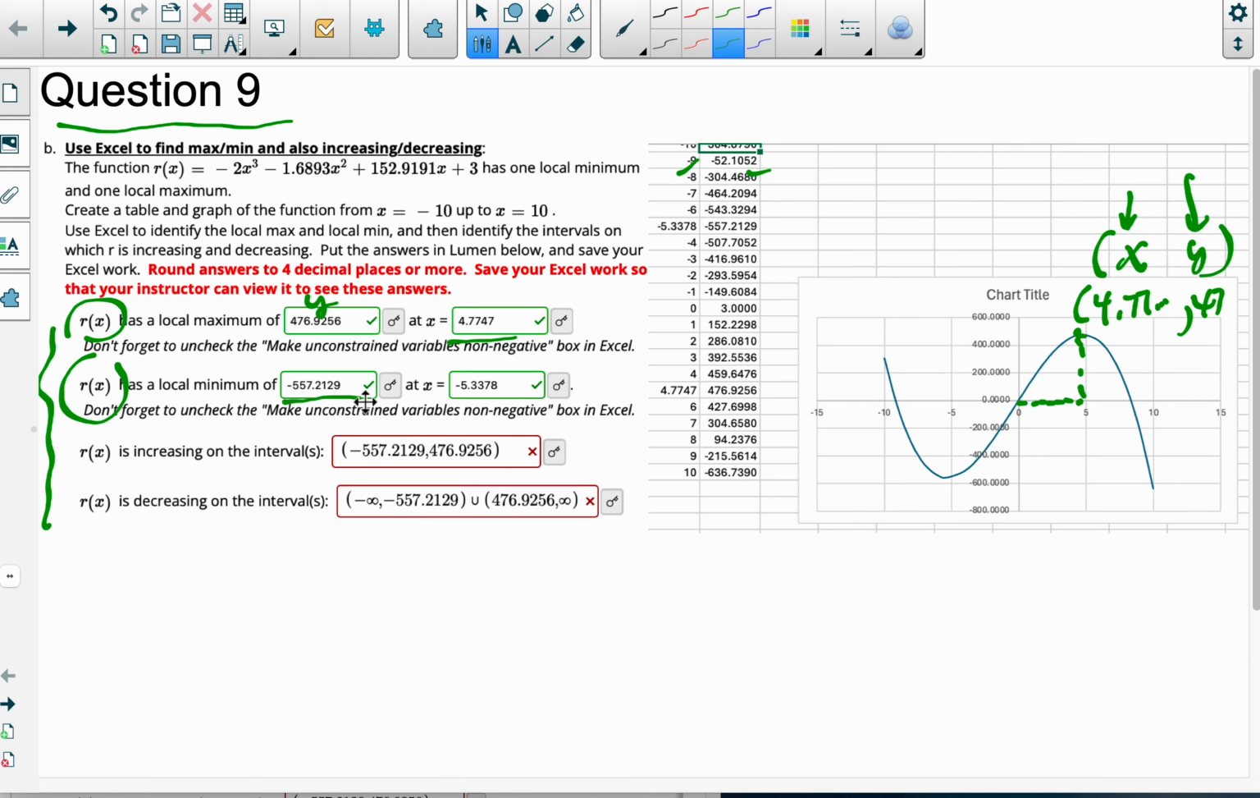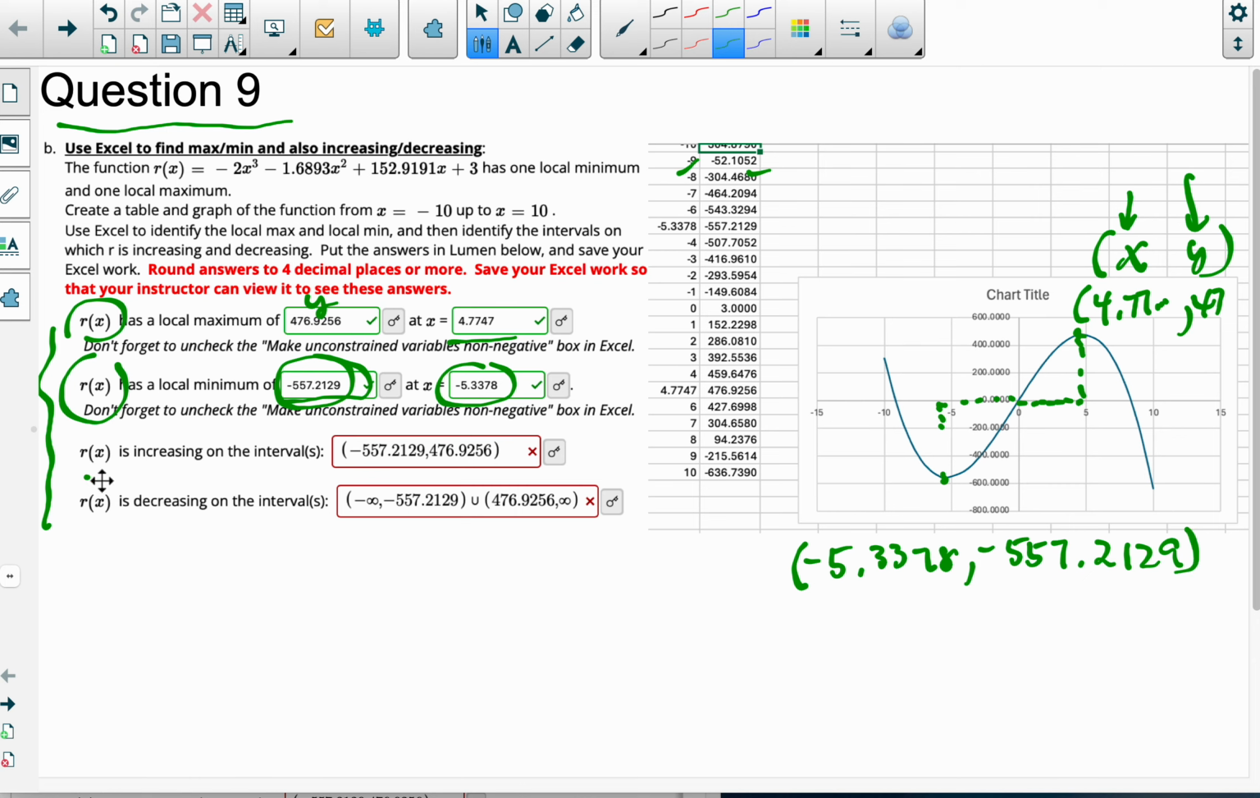For the local minimum, that's the y value when x equals negative 5.337, so I travel over here, then I travel down, my y value is equal to negative 557. So again, I can write that as input, output: negative 5.3378 gives me an output, or revenue, of negative 557.2129.